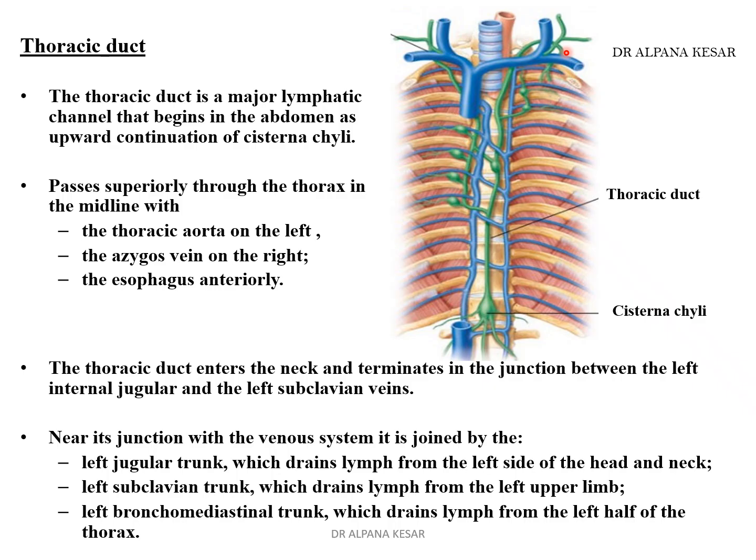The thoracic duct is joined by three other lymphatic channels, which terminate by draining into the thoracic duct, and they are the left jugular trunk, which drains lymph from the left side of the head and neck, the left subclavian trunk, which drains lymph from the left upper limb, and the left bronchomediastinal trunk, which drains lymph from the left half of the thorax.